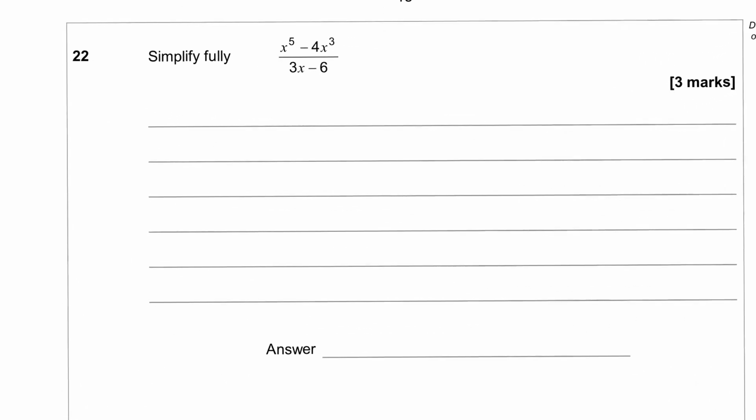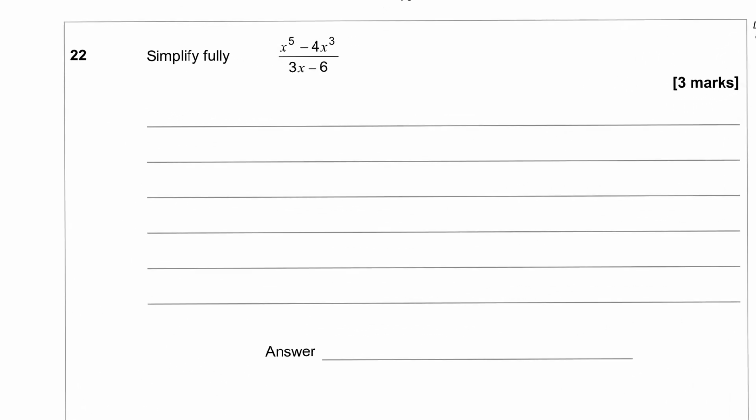So now if we go and have a look at question 22, it says simplify fully this. So what we have is x to the power of 5 minus 4x cubed over 3x minus 6. So in terms of simplifying this, there's a few ways that we can do this. So first thing is we can factorize the denominator. So if we've got 3x minus 6, that could be factorized. So the common factor is 3. So if you divide them both by 3, 3x divided by 3 would be x, minus 6 divided by 3 is minus 2. So that's now the denominator factorized.